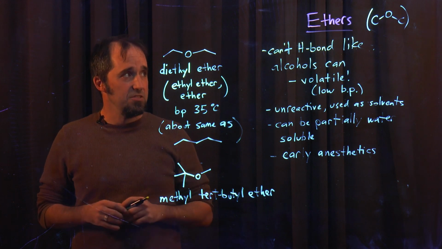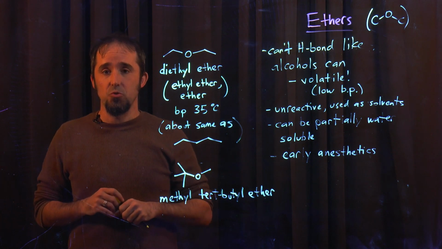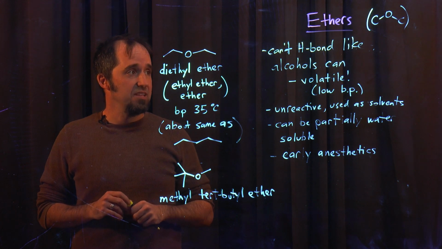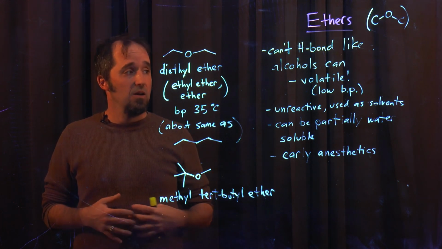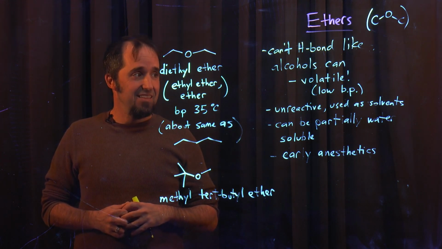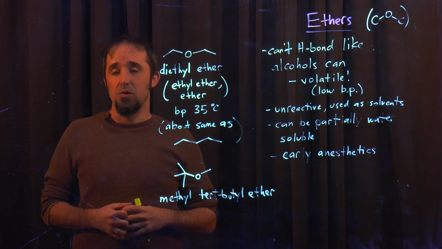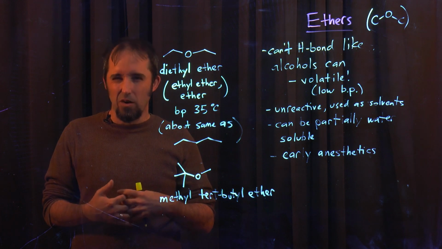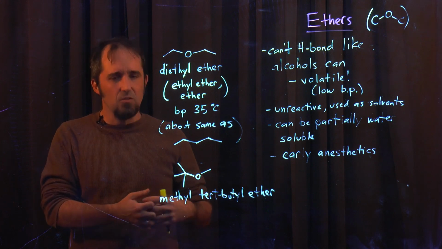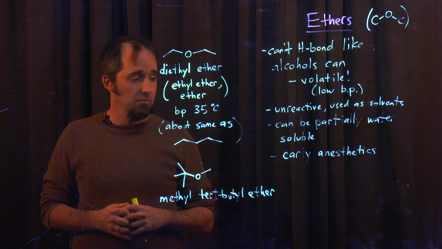Let's talk about ethers. So an ether is a compound with an oxygen with 2 bonds to carbon. Two sp3 sigma bonds to carbon on either side. It cannot H-bond like alcohols can, and so these things have typically low boiling points. Another way to say that is that they are volatile. They're usually pretty unreactive, so we use them as solvents a lot. Again, we don't usually want our solvent to go in and react with whatever we're looking at. Some of these can be partially water-soluble. They can at least accept hydrogen bonds, even if they can't donate them for themselves.